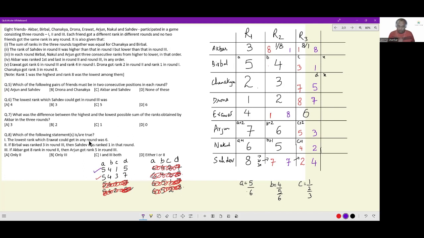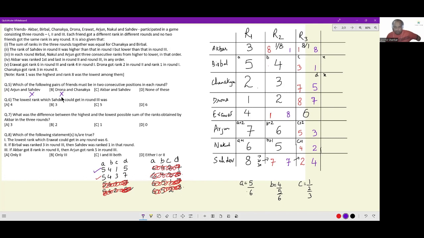So now we can get to the individual questions. Which of the following pairs of friends must be in 2 consecutive positions in each rank? Arjun and Sahdev. There is a case where 2 and 5 also exists, so Arjun and Sahdev always being consecutive is not necessary. Drona and Chanakya. But there is also a case where they are 5 and 7. So them being consecutive is not always necessary.